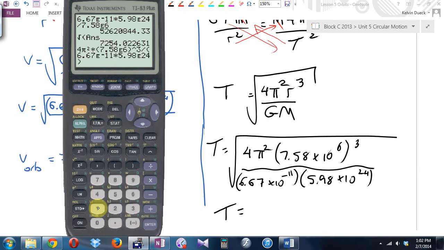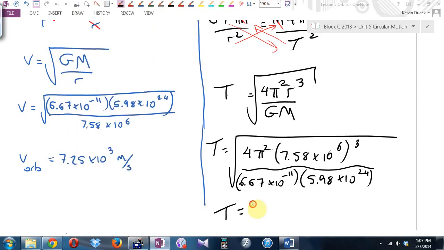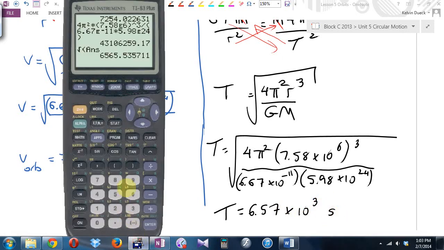4 pi squared, 7.58 times 10 to the 6th, all cubed, check. Divided by that whole mess, check. Well, oh, square root. Yeah? No, I wasn't getting the r by itself. Cube root if I was getting the r by itself. Square root getting the T by itself. By the way, you're seeing lots of room to make sloppy mistakes, right? 6.565, so 6.57 times 10 to the 3rd seconds. Just because I'm a nerd, I'm going to divide by 60. Okay, every 109 minutes. It rotates around the Earth a little less than every 2 hours.